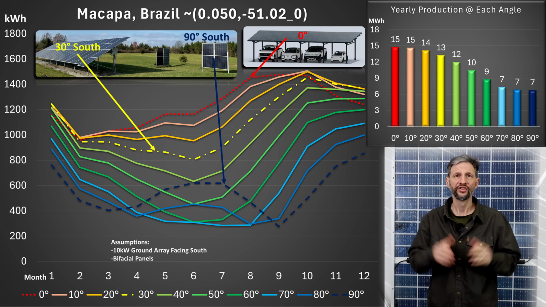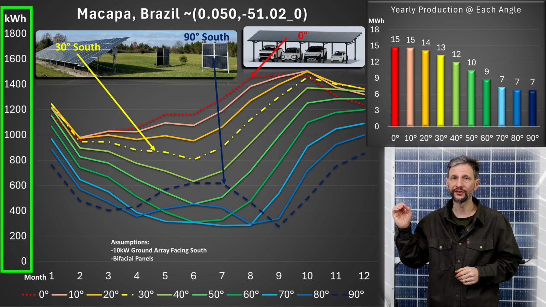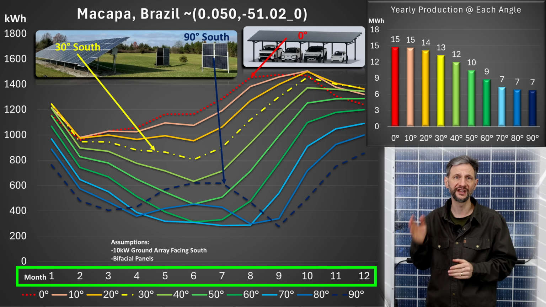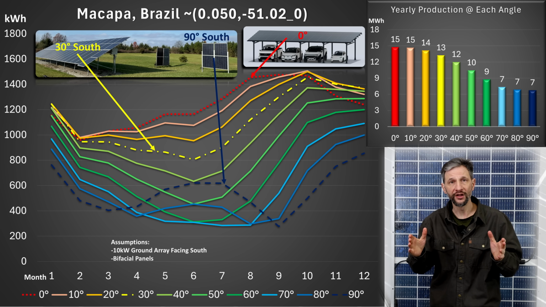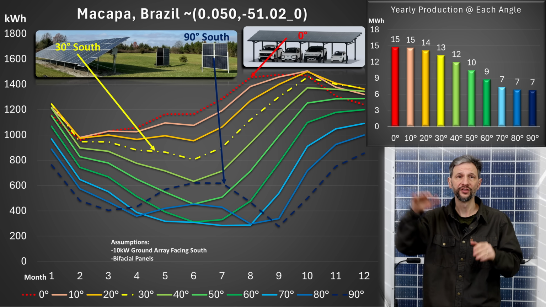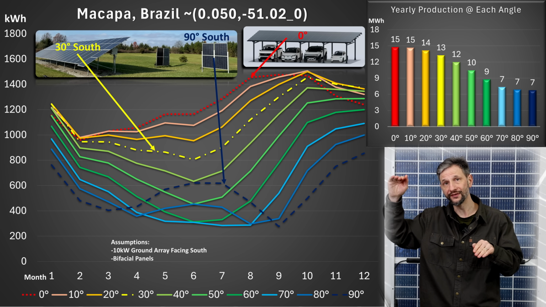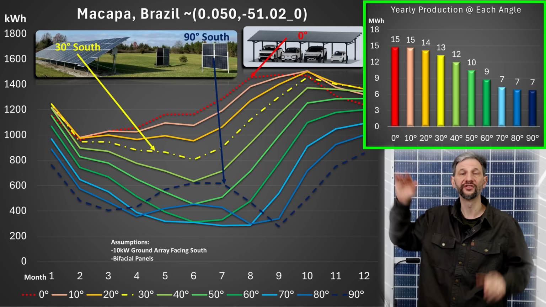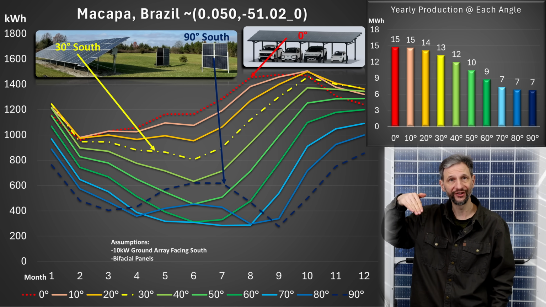The vertical axis is the total production for the month in kilowatt hours, and the horizontal axis is each month as a number from January to December. If you have a month with higher power demands, this chart will make it easier to see which angle maximizes those months. The chart at the top right is the total yearly production in megawatt hours at each tilt angle.